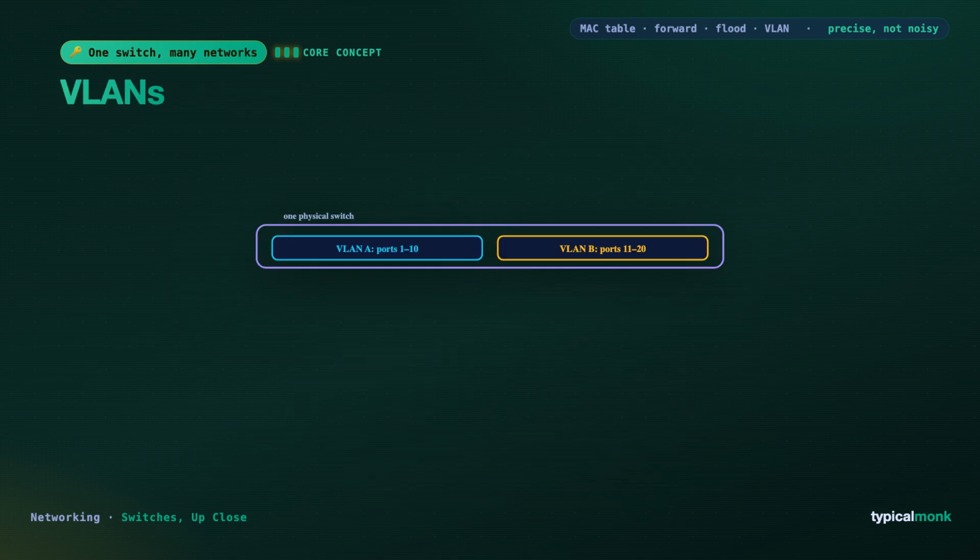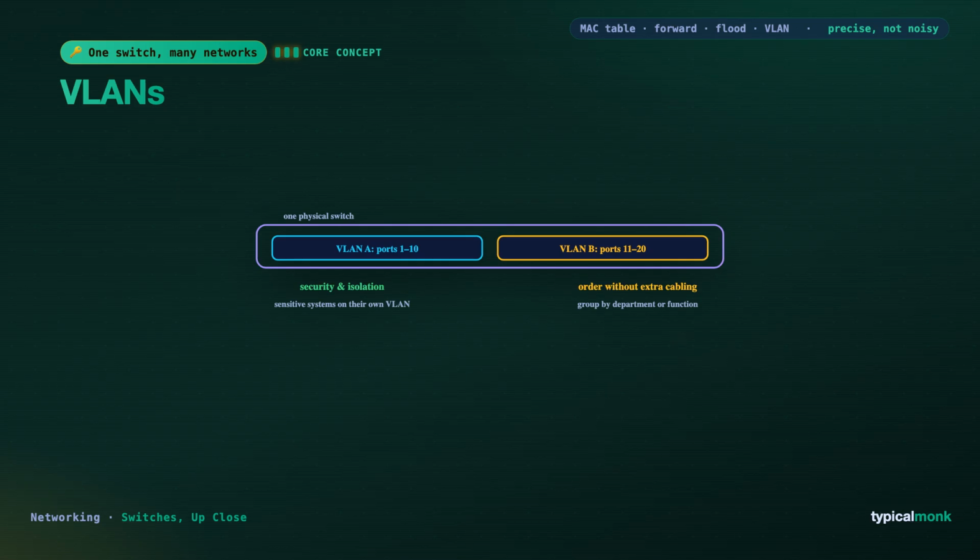Let us close with a feature that shows how flexible modern switches are, the VLAN or virtual LAN. Normally, every device plugged into a switch is part of one single local network. They can all reach each other, and they all share one broadcast domain. A VLAN lets you take that one physical switch and divide it in software into several separate logical networks. Ports 1 to 10 might be one network, ports 11 to 20 a completely separate one. Even though they are all in the same physical box, the switch keeps their traffic apart, as if they were on different switches entirely. Why is that useful?